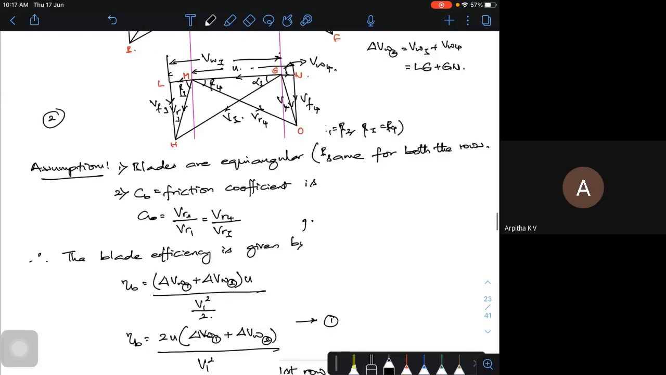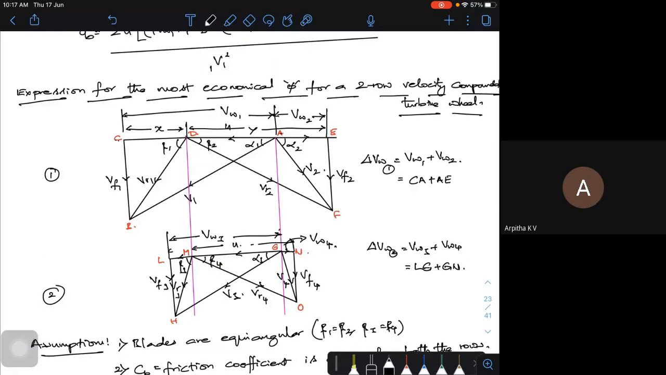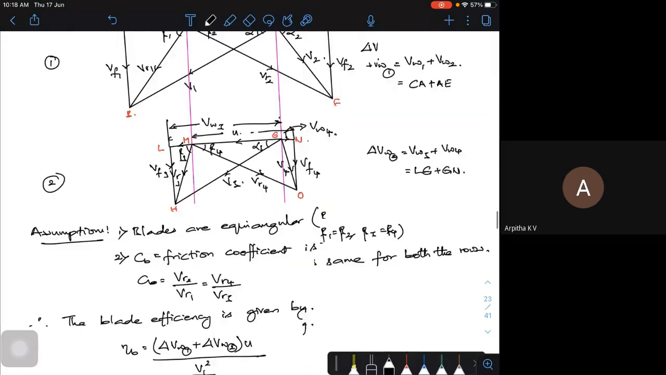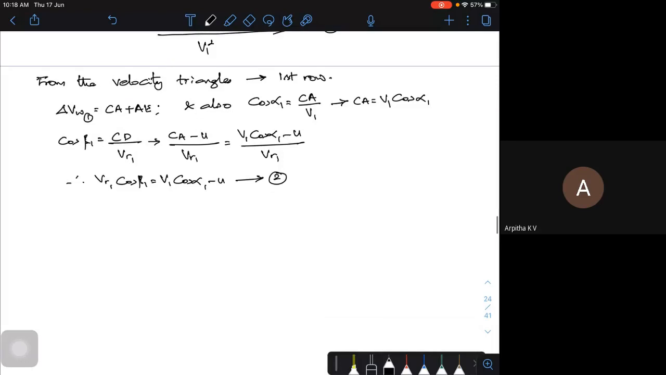This is my second equation. Similarly, from the first row, what is cos beta 2? Cos beta 2 is equal to DE divided by VR2, or DE is equal to VR2 cos beta 2. Let me call this equation number 3.